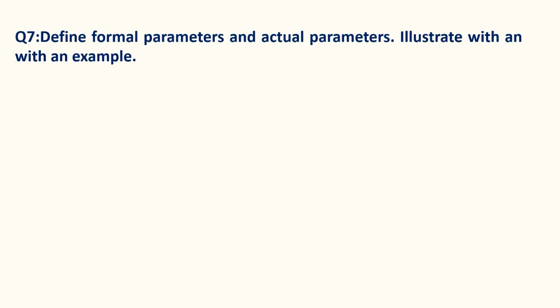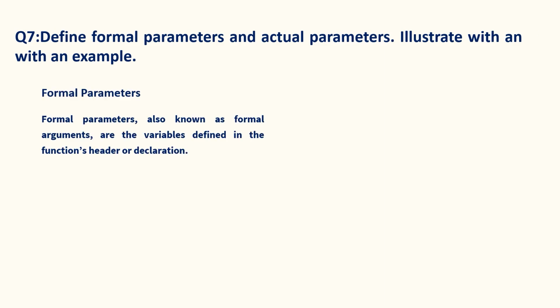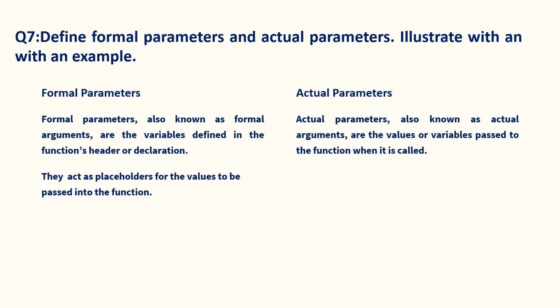Question number 7. Define formal parameters and actual parameters. Illustrate with an example. Formal parameters, also known as formal arguments, are the variables defined in the function's header or declaration. They act as placeholders for the values to be passed into the function. Actual parameters, also known as actual arguments, are the values or variables passed to the function when it is called. They provide the specific input data for the function to operate on.